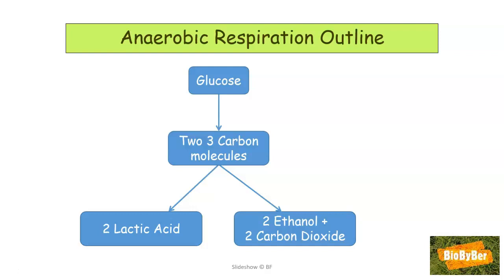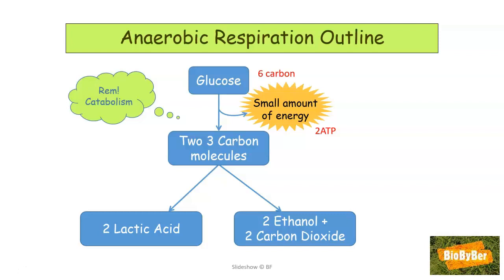Here, in anaerobic respiration, glucose, which is a 6-carbon chemical, is broken down to 2 3-carbon molecules, releasing a small amount of energy. Just 2 ATPs are created. Remember, respiration is a catabolic reaction, and this is an example of catabolism, where a complicated chemical is broken down into simpler chemicals with the release of energy. What happens to these 2 3-carbon molecules depends on the location of the anaerobic respiration.